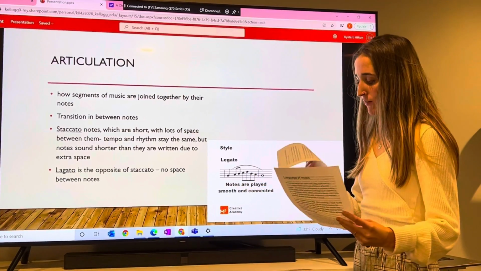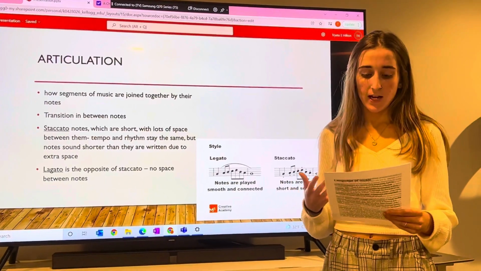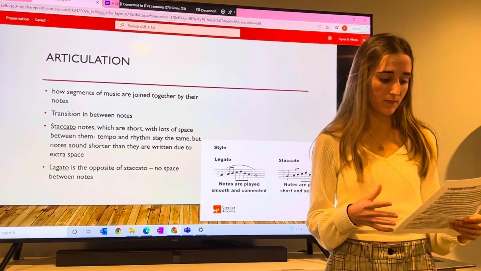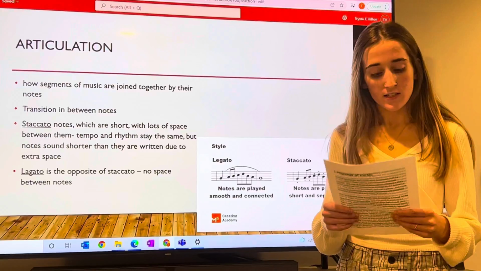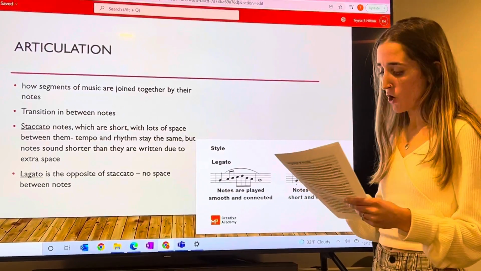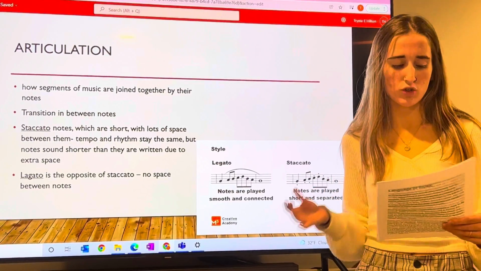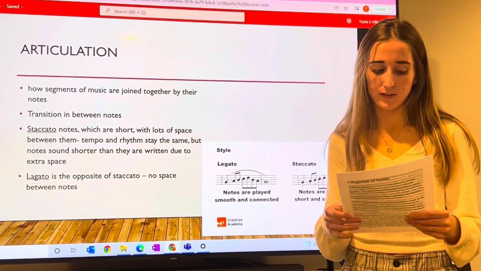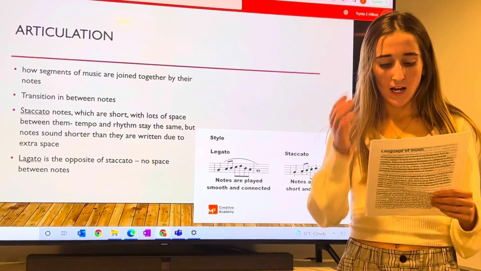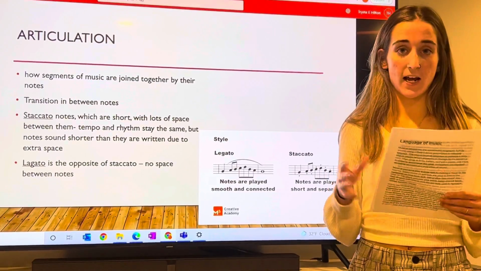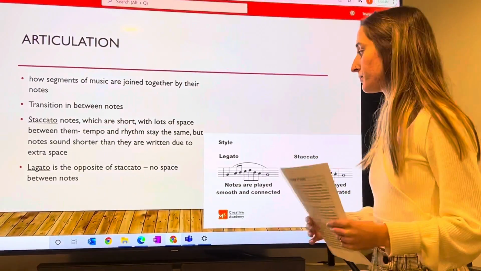Next is articulation. Articulation is how the segments of music are joined together by their notes. It is the transition that appears in between the notes. Articulations definitely contribute to emotional responses people have to music. Some common articulations are staccato notes, which are short with lots of space between them. The tempo and rhythm stay the same, but these notes sound shorter than written due to the extra space between them. Another is the legato, which is the exact opposite of staccato, in that there is no space between the notes at all. The performer will, however, create a slight but obvious break between the notes.